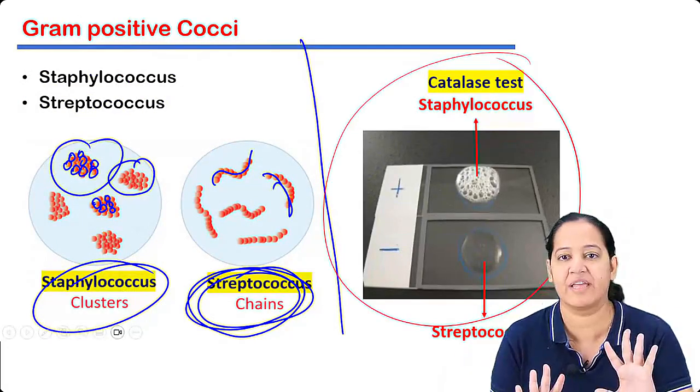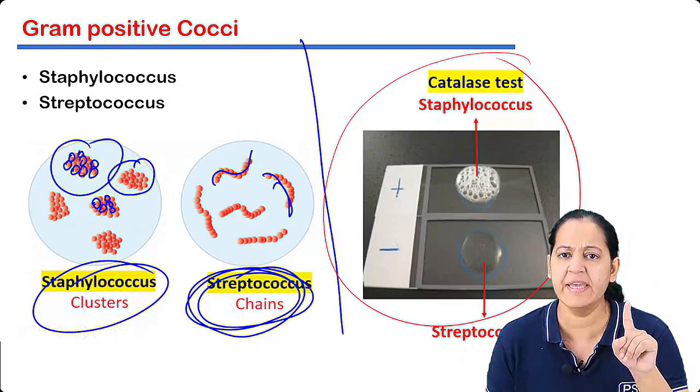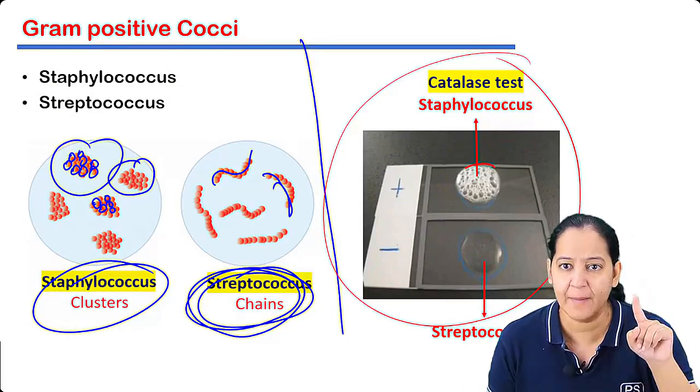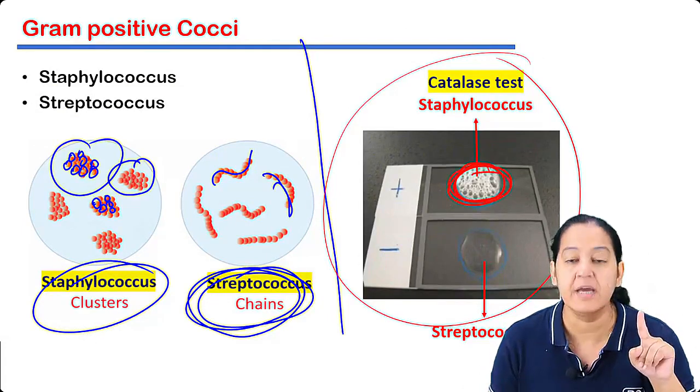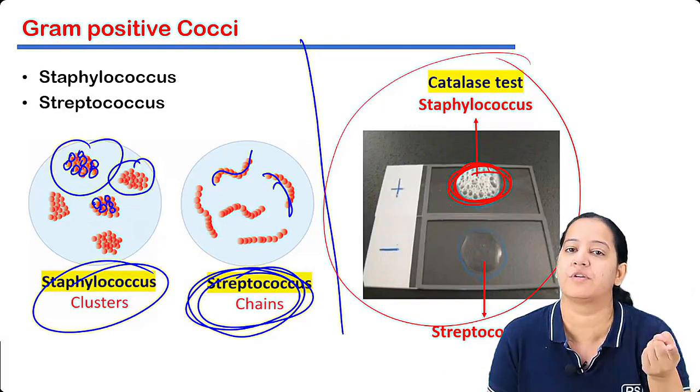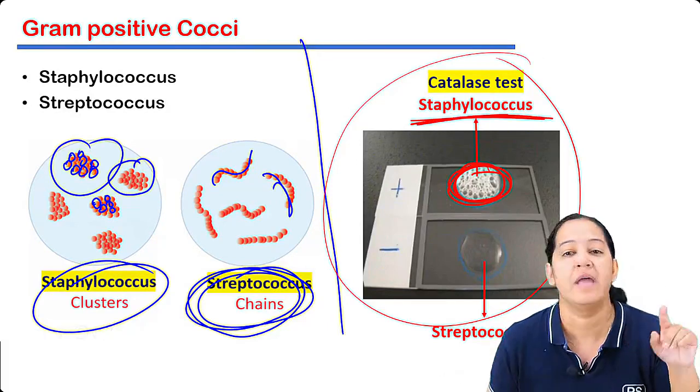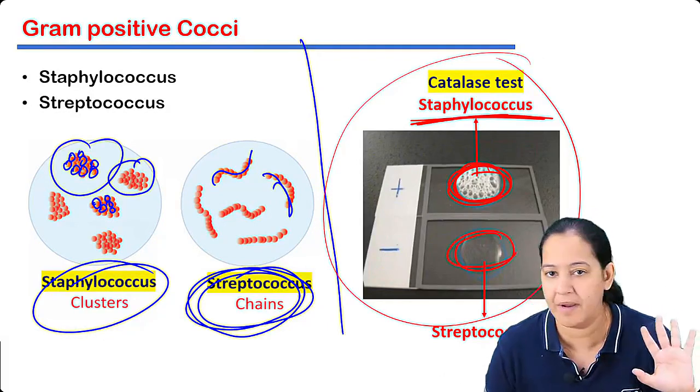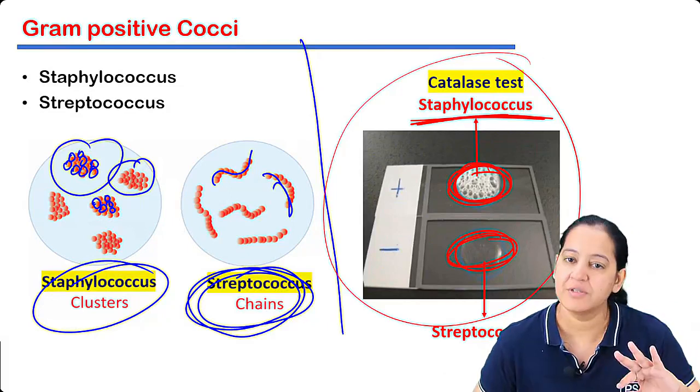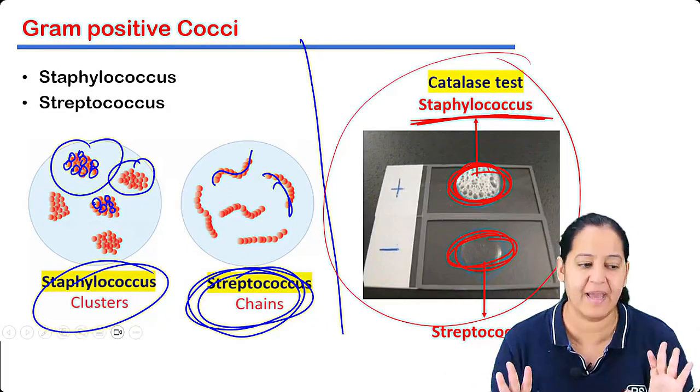I will explain everything. Look, can you see here? Can you see the two slides? Here you see bubbles coming. The bubbles are present. Presence of bubbles is catalase positive. So Staphylococcus is catalase positive. And absence of bubbles, no bubbles, is catalase negative. So this is Streptococcus. I will explain what the bubble is.